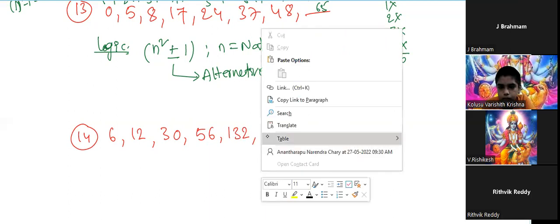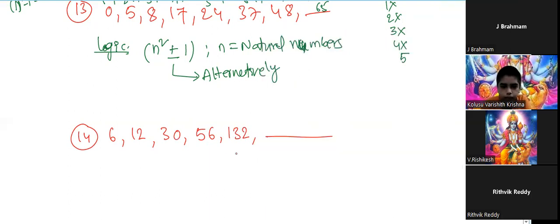This is the series: 6, 12, 30, 56, and then 132. Now I am constructing these questions with an idea. By taking any idea, I am framing these questions.